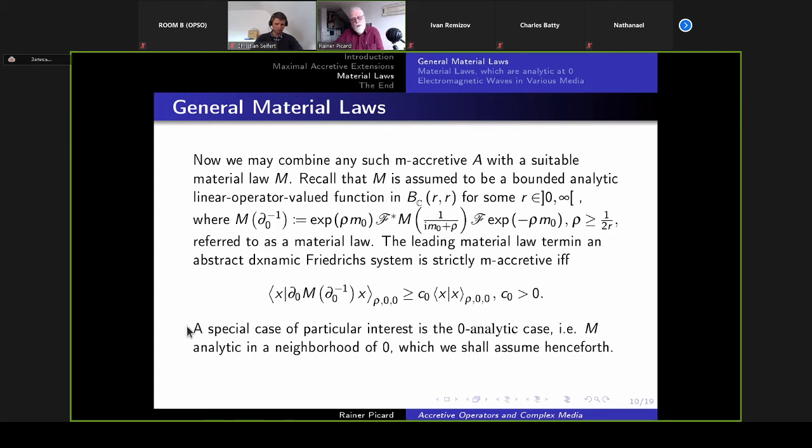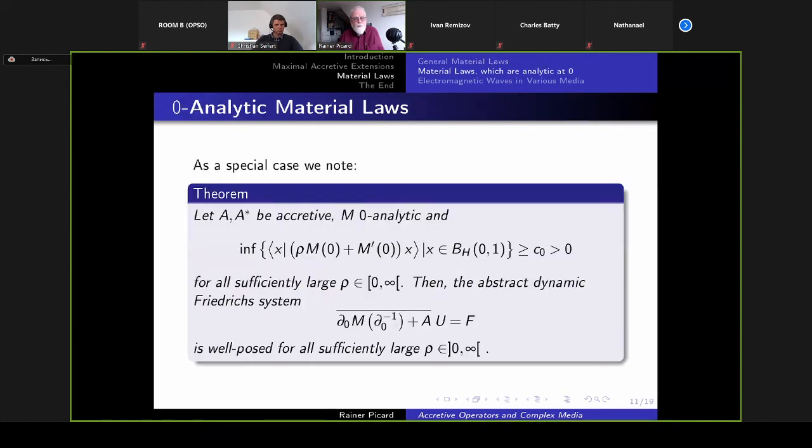Now, of special interest in many applications is the zero analytic case, where M is actually analytic in a neighborhood of 0. And then, of course, we can fit in a little ball of that type, which just touches the origin from the right. That's a good situation to be in. And in applications, it's frequently used.